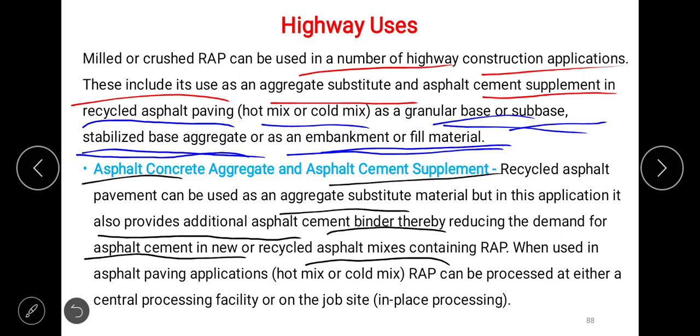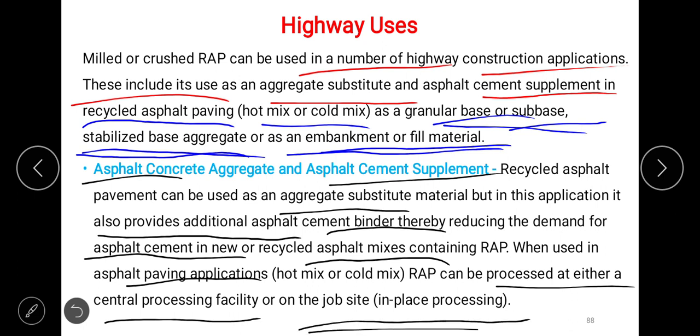When used in asphalt paving applications, either hot mix or cold mix, RAP can be processed at either a central processing facility or on the job site. If it is done at the job site, we call it in-place processing, or otherwise it can be processed at a central processing facility or plant.